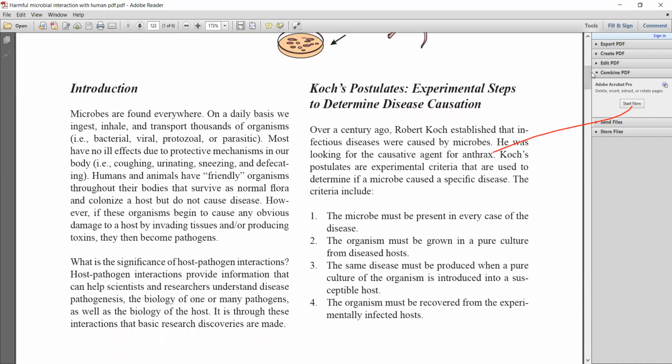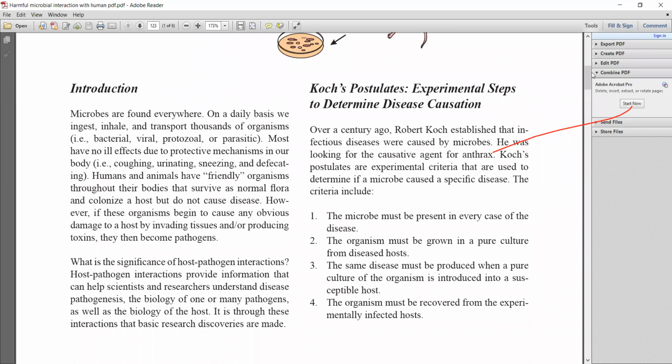Now, microbes are found everywhere. On a daily basis, we ingest, inhale, and transport thousands of organisms. Those organisms may be bacteria, virus, protozoa, or parasites. Most of them have no ill effects due to the protective mechanisms that we have in our body, such as coughing, urinating, sneezing, and defecating. And humans and animals have friendly organisms throughout their bodies that survive as normal flora, and they colonize a host but do not cause any disease.